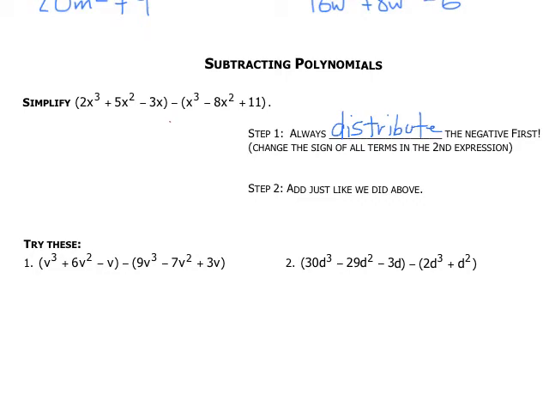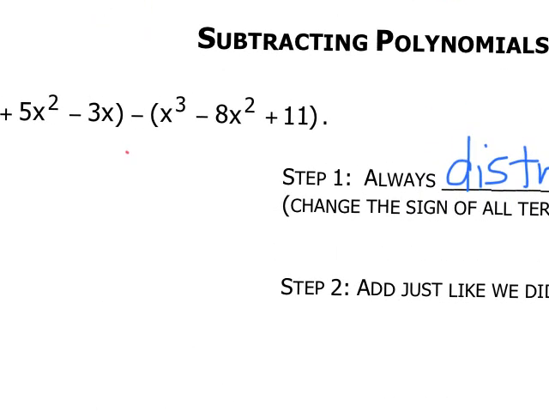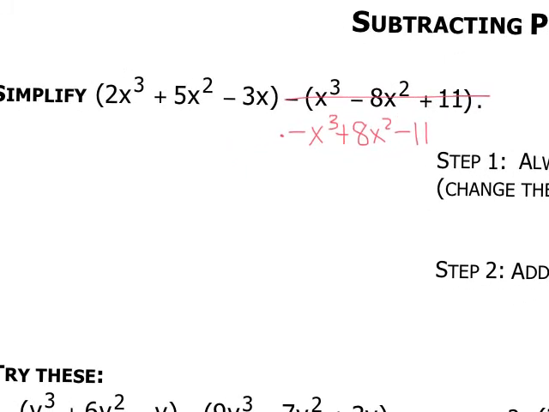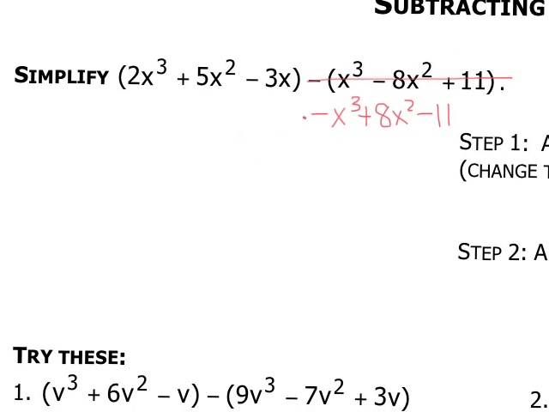Let me zoom in here. So this new set of parentheses now becomes negative x to the third. And negative times a negative is a plus 8x squared, and a negative times a positive 11 is minus 11. Okay, so now I have my new set back here. Now I can go ahead and add just like I did up above.